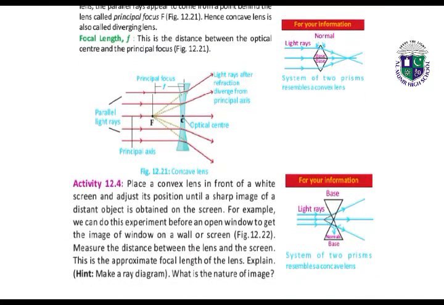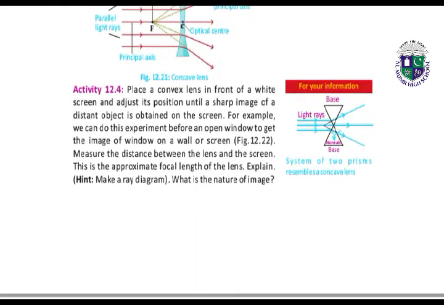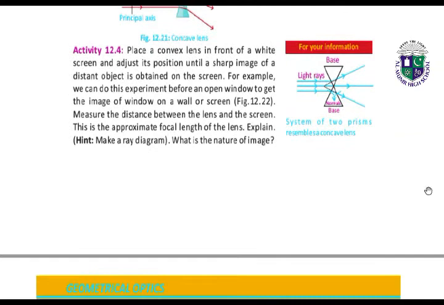Next we have some activity. Place a convex lens in front of a white screen and adjust its position until a sharp image of the distant object is obtained on the screen. For example, we can do this experiment before an open window to get the image of the window on a wall or screen. Measure the distance between the lens and the screen. This is the approximate focal length of the lens. So what will be the nature of the image?